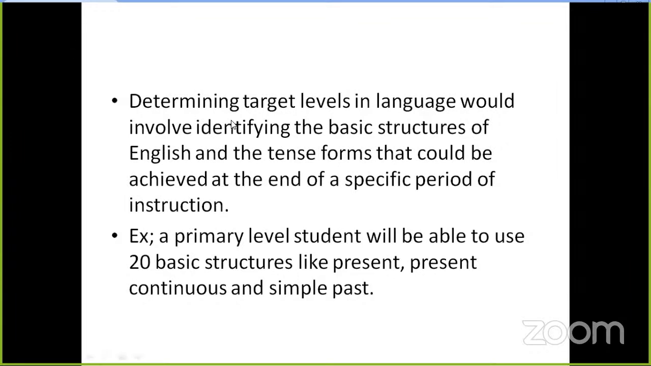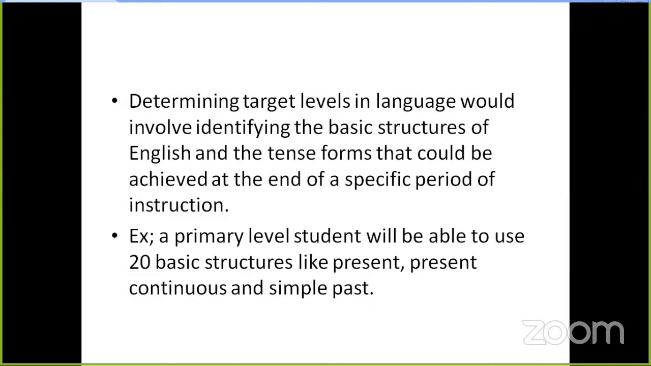We should design the target levels of the language. The next one is determining target levels in the language, which involves identifying. So now, what are those target levels? What is the ultimate criterion of any course? Whenever you are in an educational setting, you need to interact with classmates and the people around you in the organization. How is it possible to communicate with other people? When we know the basic grammar, right? So identifying the basic structures of English is very important in order to be grammatically correct, so that the listener can comprehend what we are saying.